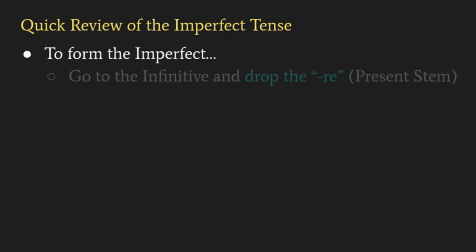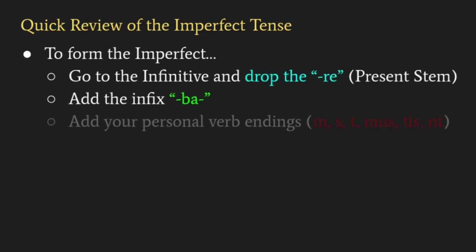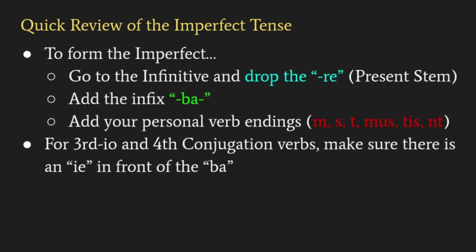And we said in the last video, it's sort of like thinking of your 5th birthday. You can either look at a photo of it or you can watch a video of it. The imperfect tense is sort of like a video. So remember, to form the imperfect, you go to the infinitive, your second principal part of your verb, and you drop the RE. This is what we call the present stem. Then you add your infix, BA. The BA is telling you that it's imperfect tense. Then we add on our personal verb endings, M, S, T, MUS, TIS, NT. And we said for third IO and fourth conjugation verbs, you just want to make sure that there's an IE in front of the BA.